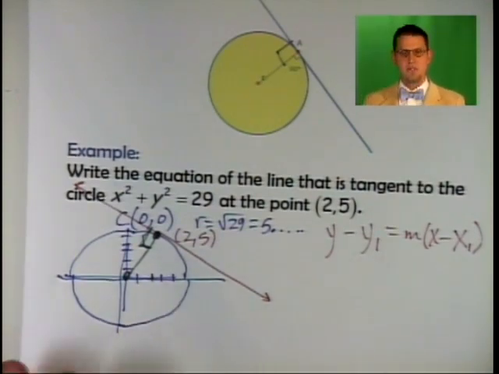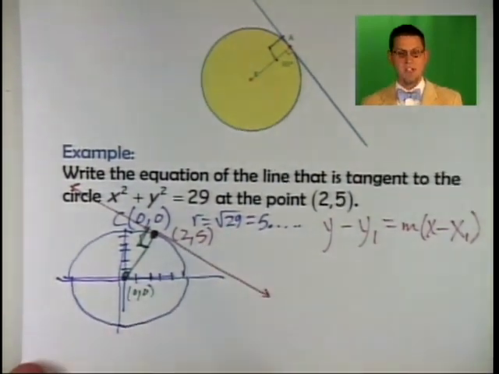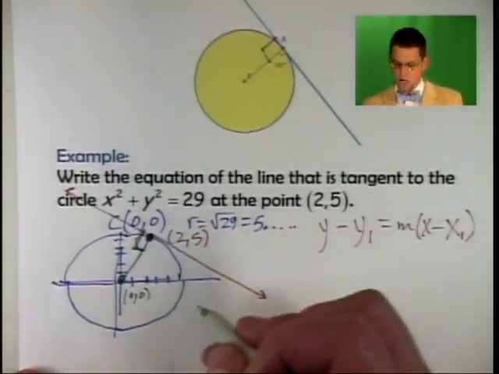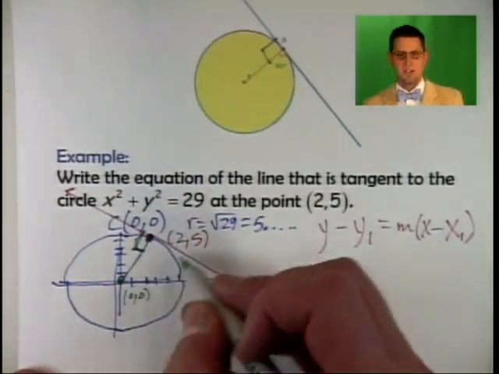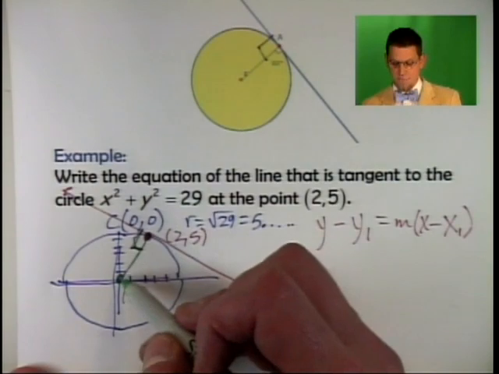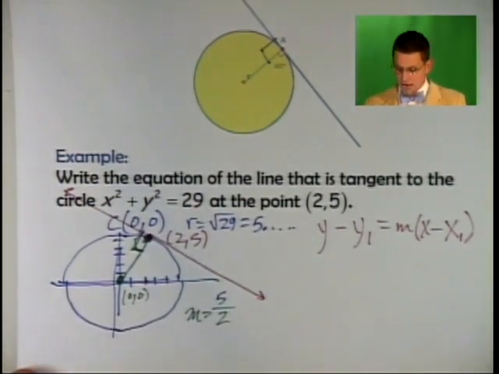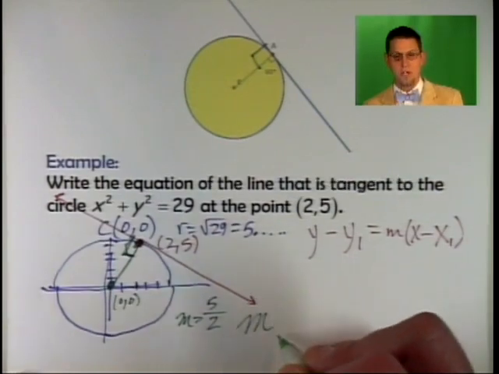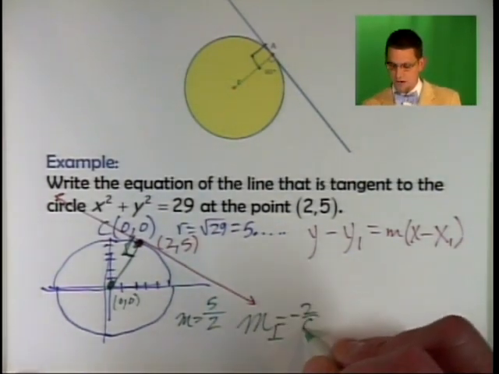Well, how do we find the slope of the radius? Well, the center is at (0, 0), and the point of tangency is (2, 5). So it's the change in y's, so that's 5 minus 0, or 5, over the change in the x values, which is 2 minus 0, which is 2. So the slope is 5/2. From the center, we go up 5 over 2 to get here. So that's the slope of the radial line. So my perpendicular slope, which I'll write as m subscript perpendicular, is negative 2/5.